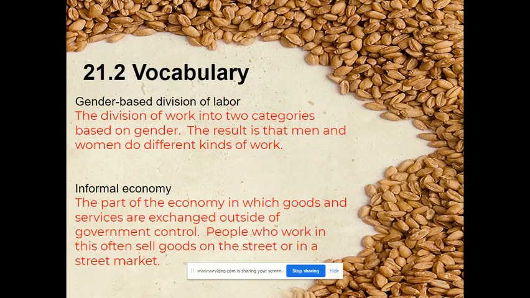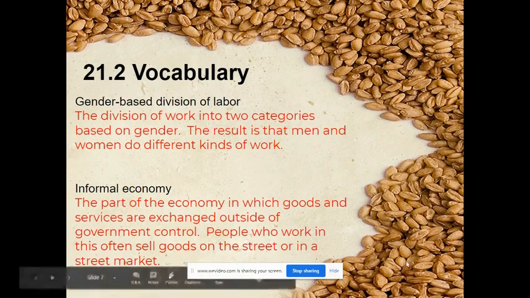The next vocabulary term is gender-based division of labor. The division of work into 2 categories based on gender. The result is that men and women do different kinds of work. We also talked about this gender-based division of labor when we talked about the ancient Maya. Informal economy. The part of the economy in which goods and services are exchanged outside of government control. People who work in this often sell goods on the street or in a street market.